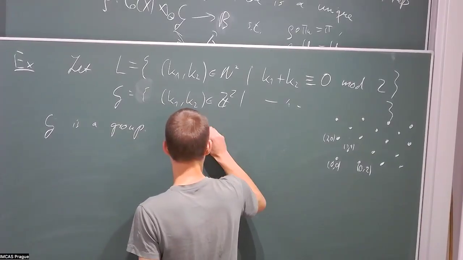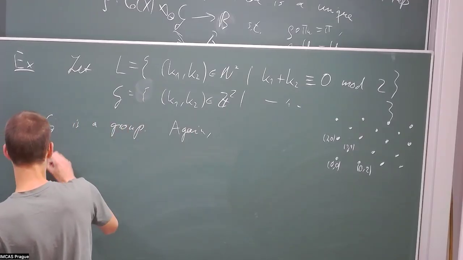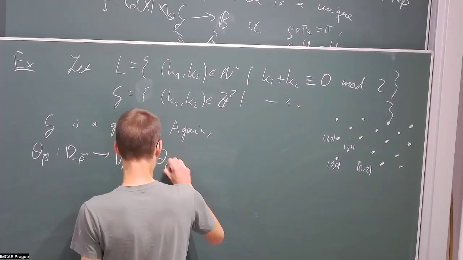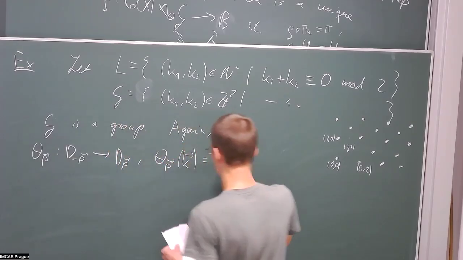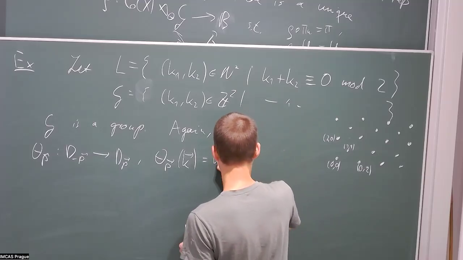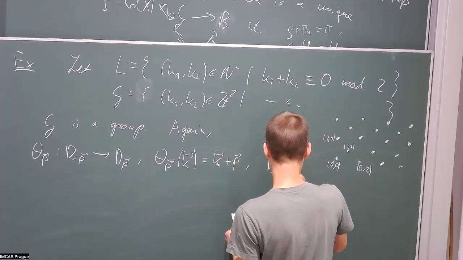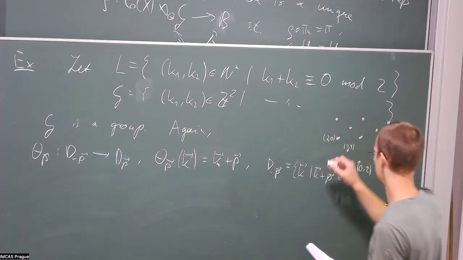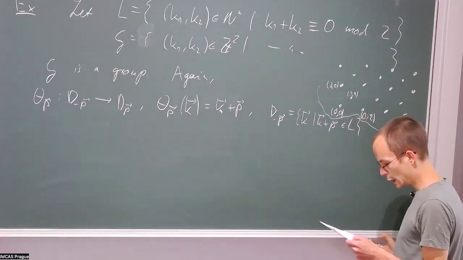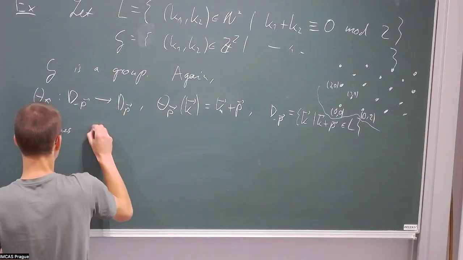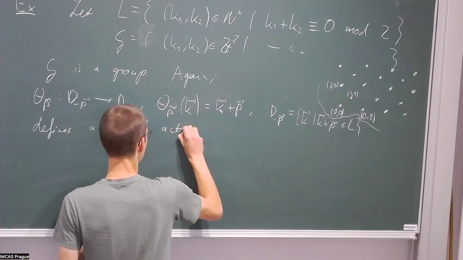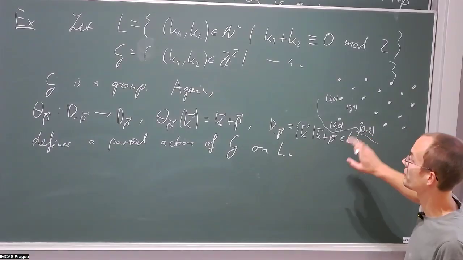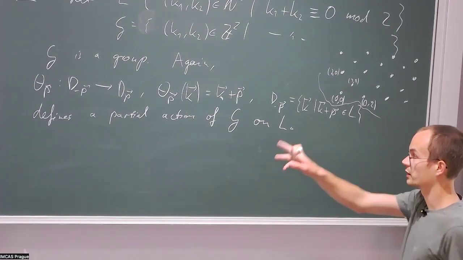And again, just like before, we can define a partial action of G on L by setting theta to just act by addition, which is the operation of the group, and take the domain to be the maximal one possible, those k such that k plus p still lies in L. So this defines a partial action of G on L. And now we can explicitly represent this partial action using shift operators, as I announced earlier.